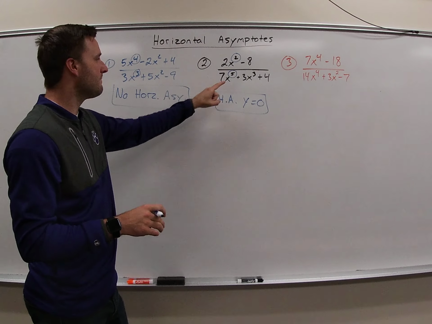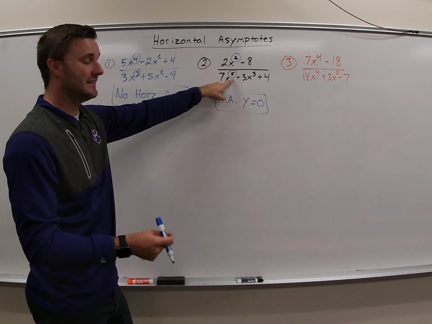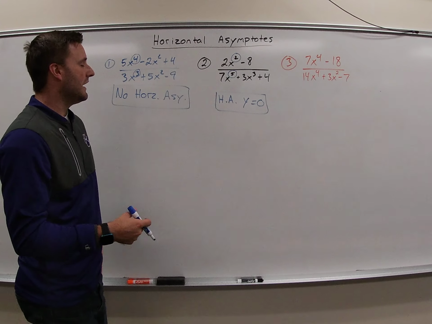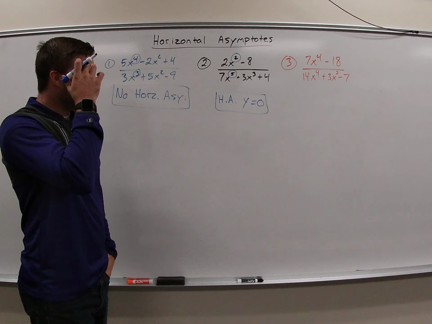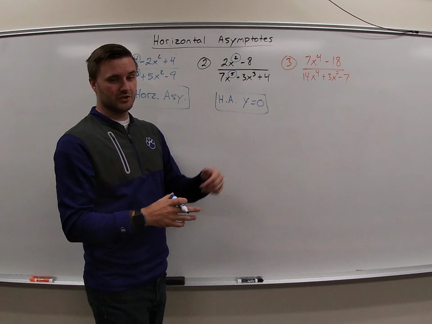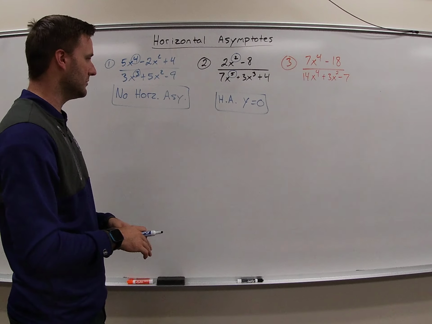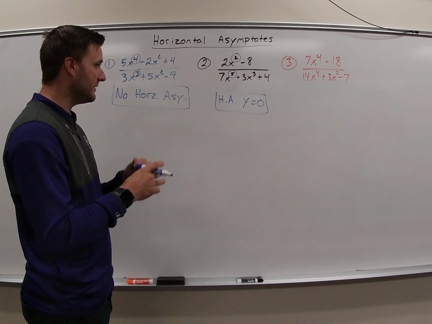So every single time, if our higher exponent is in the denominator, the bottom of our fraction, compared to the higher exponent in the numerator, the top of our fraction, then it'll always be y equals 0 for a horizontal asymptote. So that is the x-axis, right? Y equals 0, x-axis.